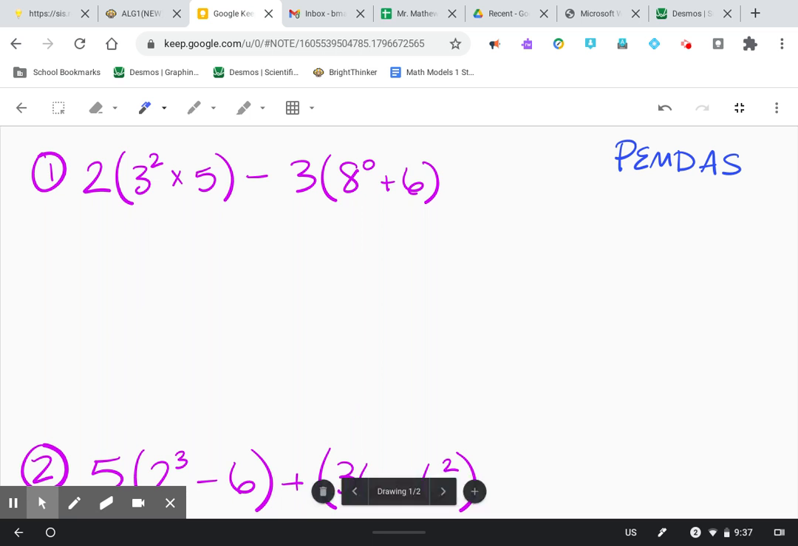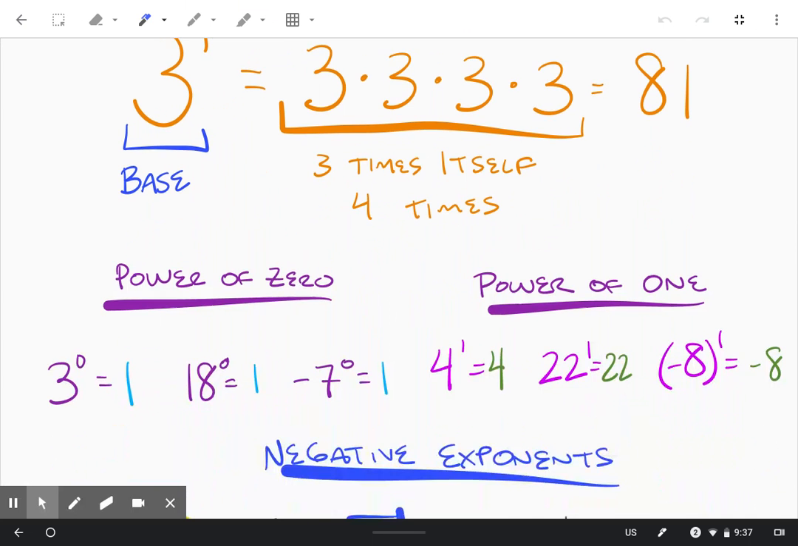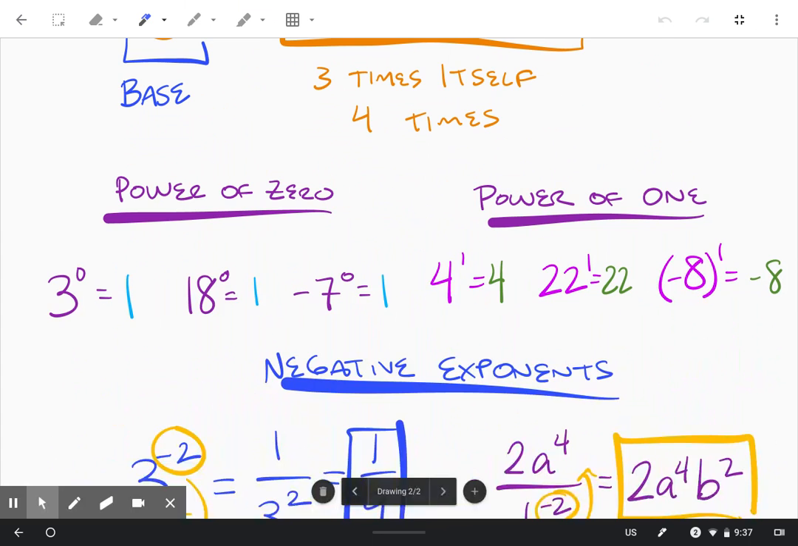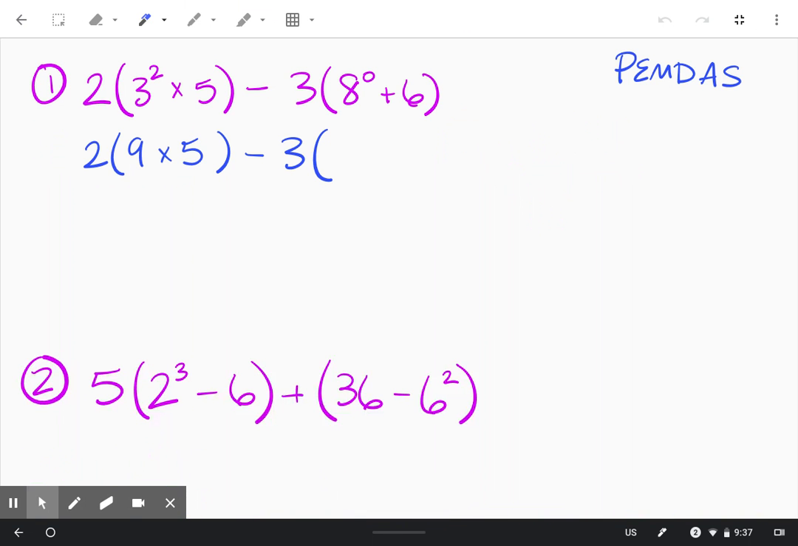So for instance, I want to work inside the parentheses first. And inside each parentheses, I have to work the order of operations. So for instance, I'm going to rewrite this 2. It's not going to be changed yet. But inside this parentheses, I have 3 squared, which is 9. That's times 5. And then over here in this parentheses, I have 8 to the 0, which if you remember, we talked about 8 to the 0 being power of 0 means that it automatically equals 1. So that's going to be 1 plus 6.